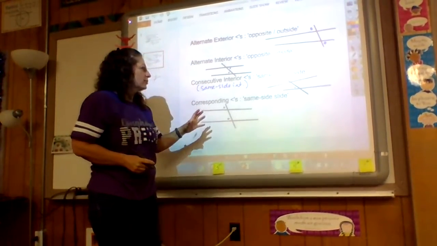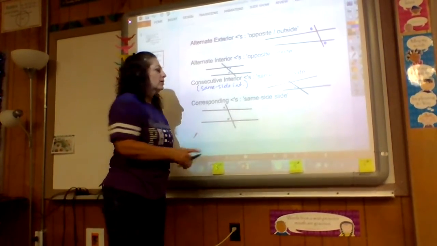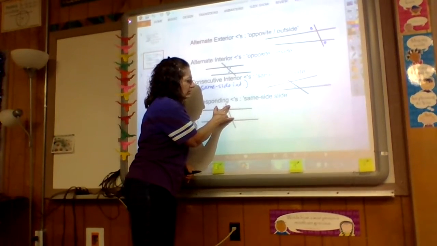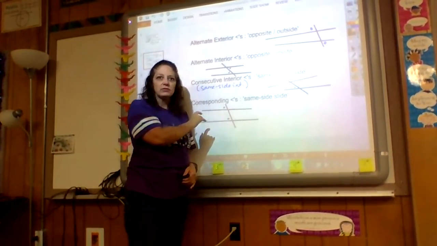Okay. So how many different pairs of corresponding angles are there? 4. 4 pair. These two are both on the top right. These two are both on the bottom right. And then these two, bottom left.